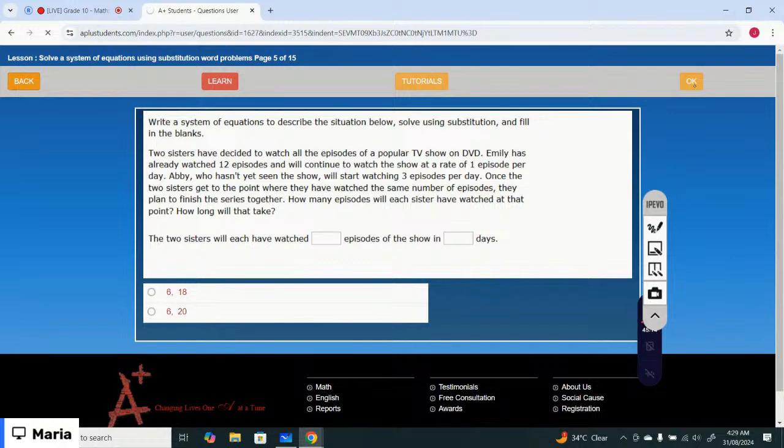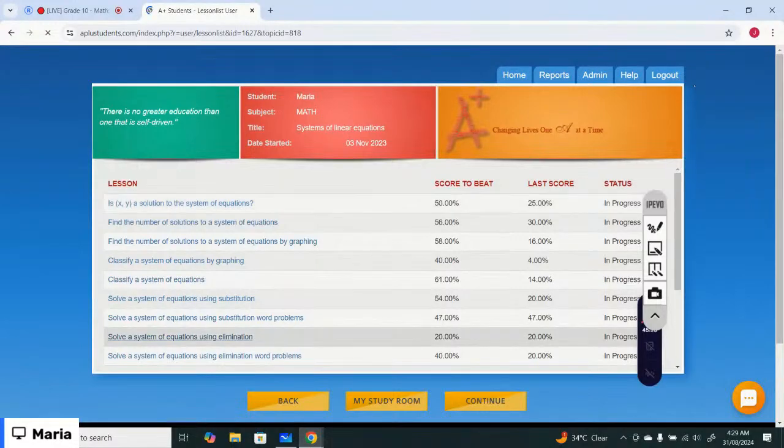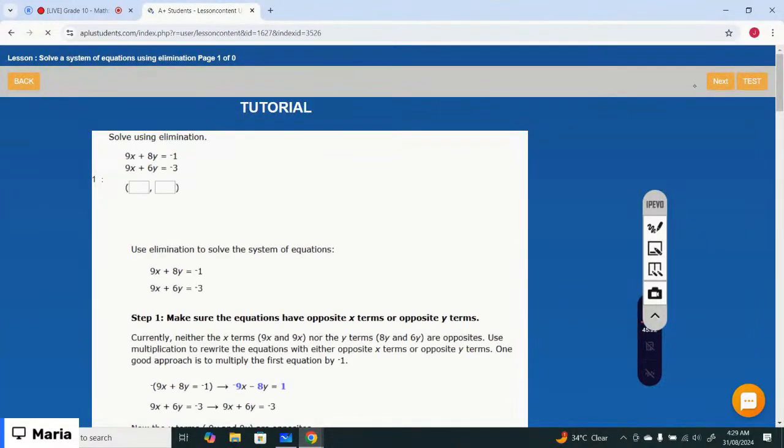Okay, the next lesson is solve a system of equations using elimination. So let's just start with the lesson. Let's just learn how we solve the questions using elimination. The first example is 9x plus 8y equals negative 1 and 9x plus 6y equals negative 3, right?